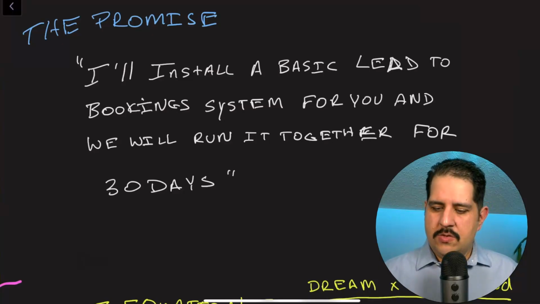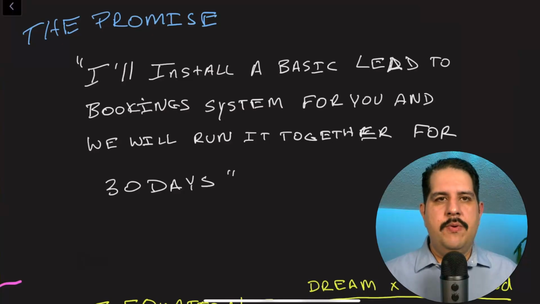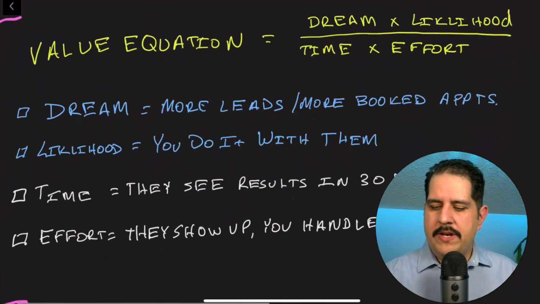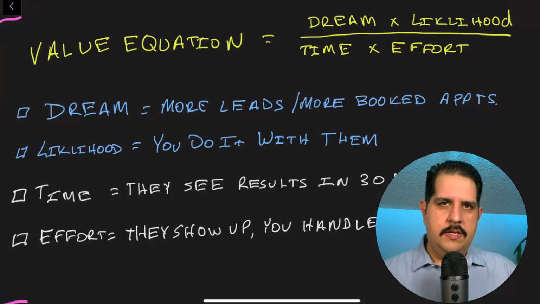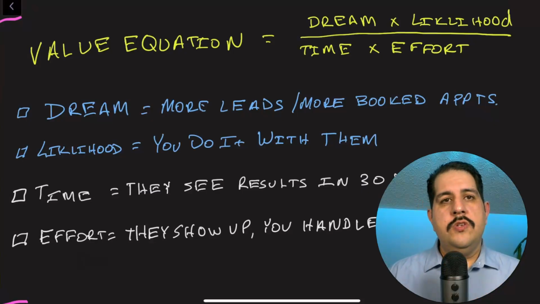Now, why does this work from a promise standpoint? Well, this is where the value equation comes in. You see, we're going to focus on the dream outcome. We're emphasizing the likelihood of success. We're going to reduce the time risk, and we're going to explain the effort.